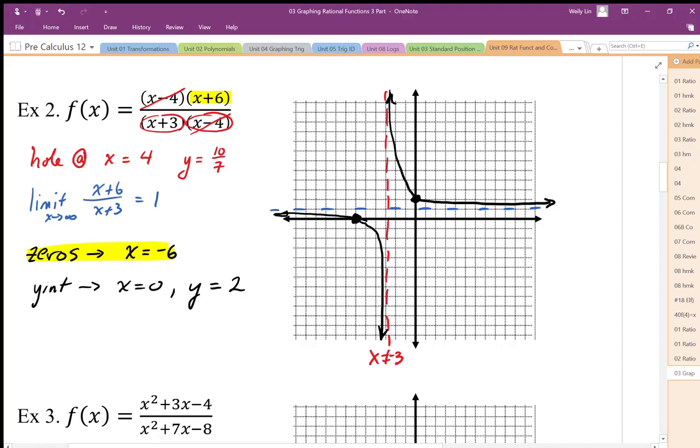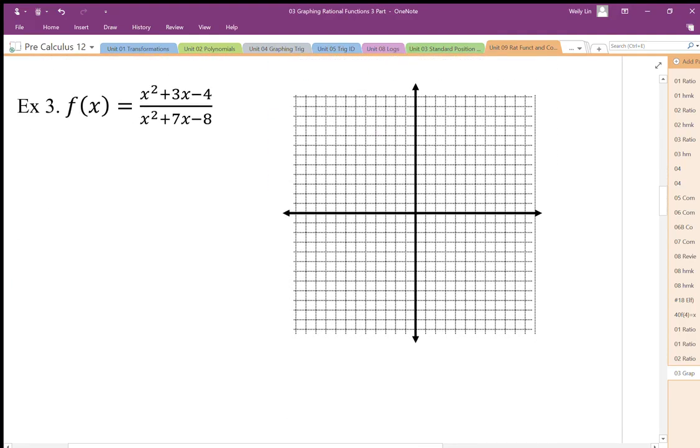So there it is. I've got my asymptotes, vertical and horizontal. I've got two coordinates, my zero and my y-intercept. My zero comes from the numerator. The y-intercept comes from where I substitute x is 0. And so there's my graph.